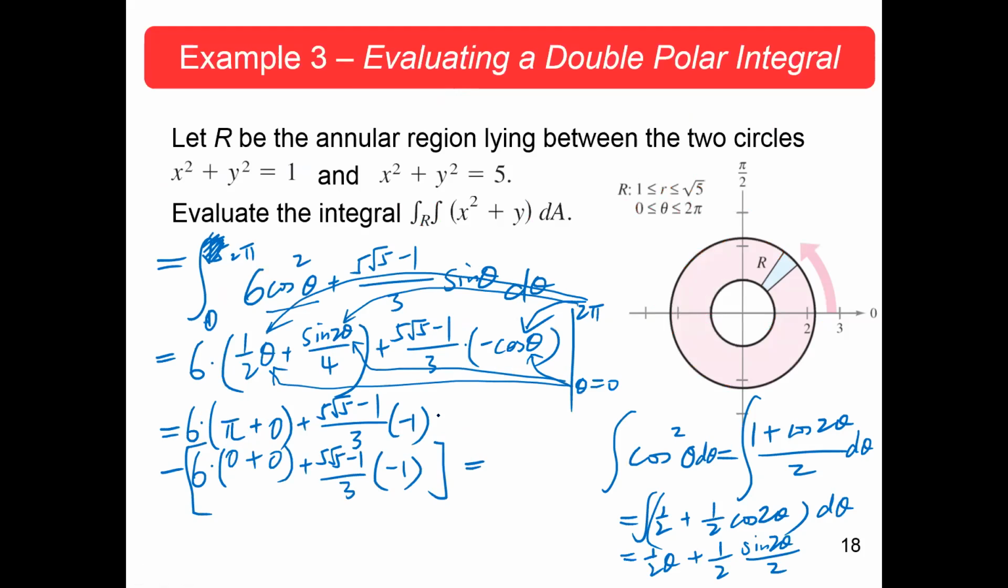Okay, so we can see that a lot of the items would be canceled out, like 5 root of 5 minus 1 over 3 times -1 would cancel out with this piece. And I have 6 pi minus 6 times 0. So towards the end, our conclusion will just be 6 pi, right? Yeah, because we have 6 pi minus 0. So this double integral turns out to be 6 pi by the conversion from Cartesian to polar.